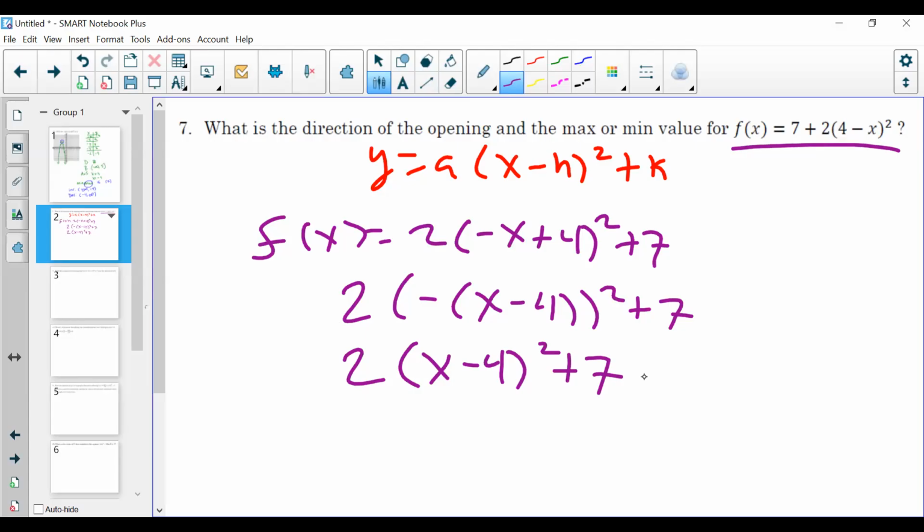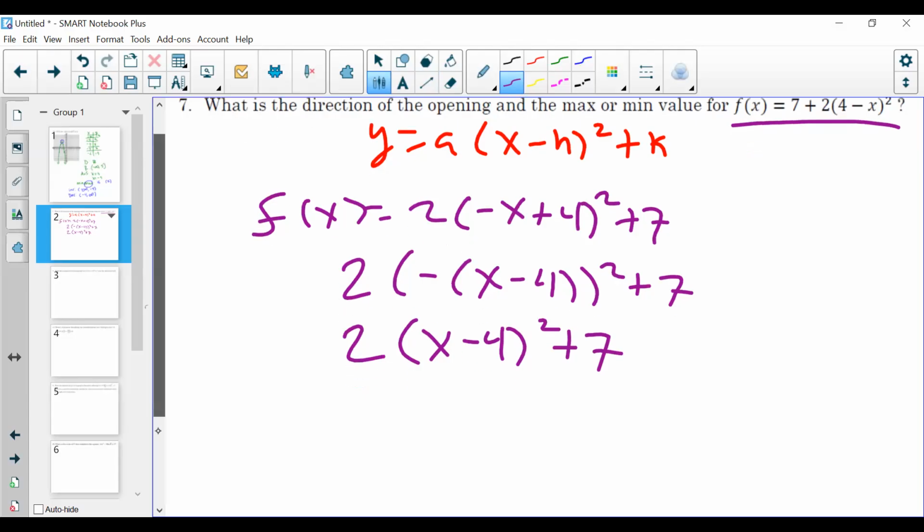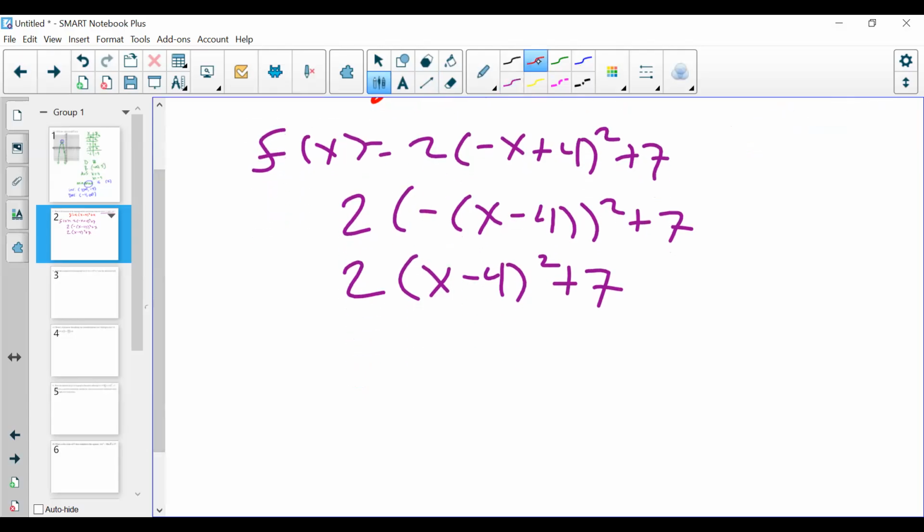So from here, the direction I'm opening, well, what I will do first is always draw a rough sketch of the graph. I have a positive a value, so I know I'm going to open up, and I have a vertex of 4, 7. So anytime we're talking about the properties of a quadratic or properties of any graph, I would always draw a little rough sketch of the problem right here. Just a really rough sketch, doesn't need to be perfect.